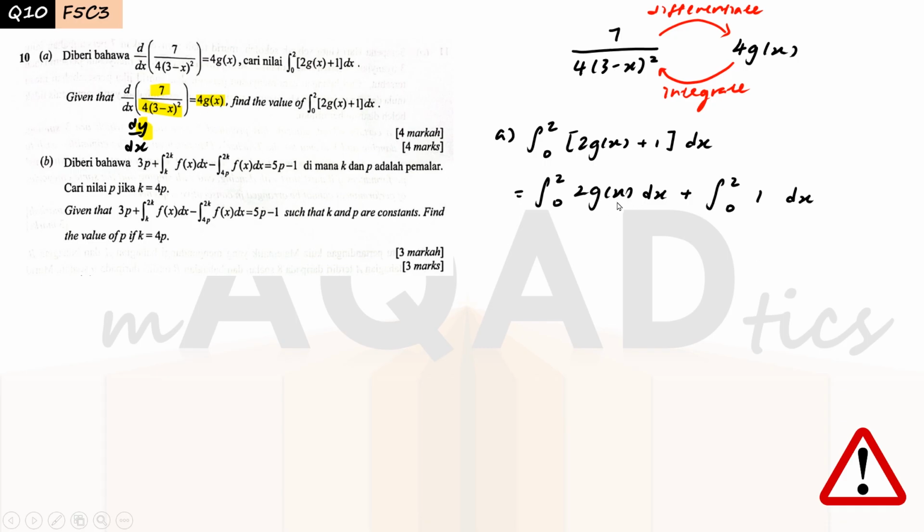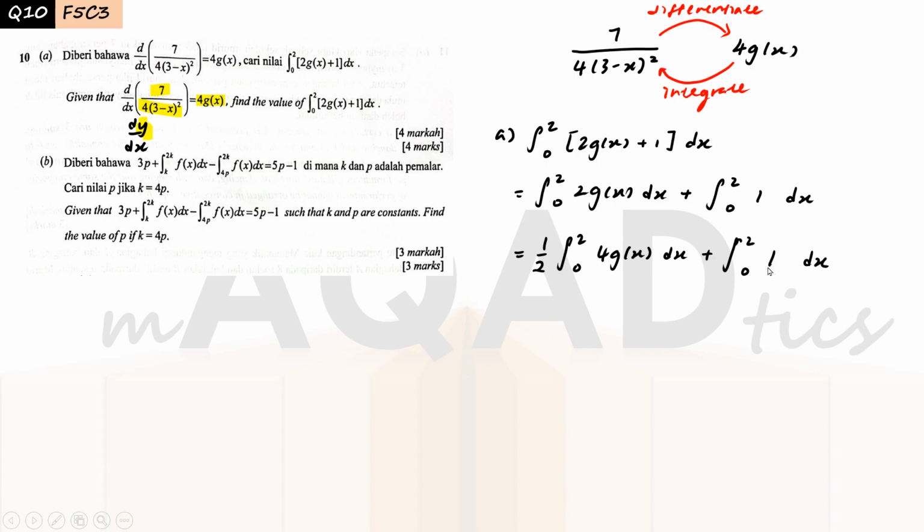Now if we compare the 2g of x here, the clue here gives us 4g of x. So what we can do is adjust the value a bit. In front we need a value such that 4 multiplied by that value becomes 2. So here will be 1 over 2, right? 4 divided by 2 equals 2. Then for the second integral here, I don't change anything. And now once everything is settled, I start integrating.